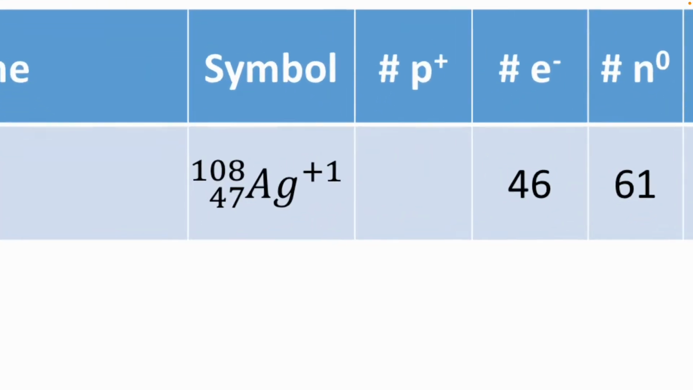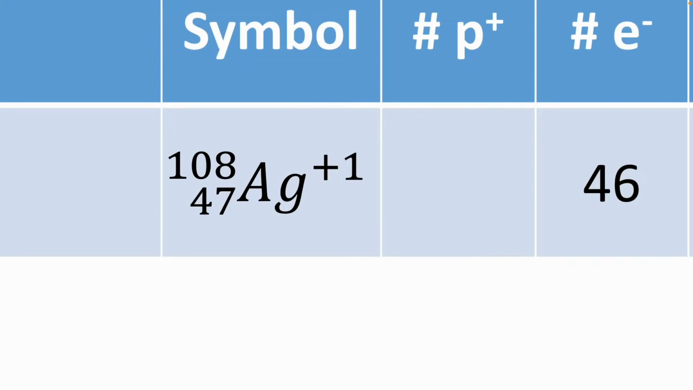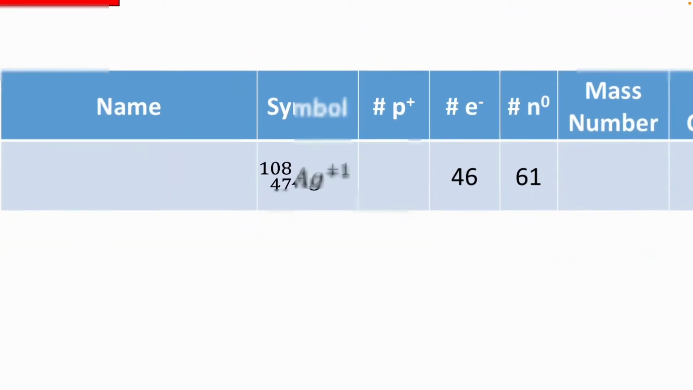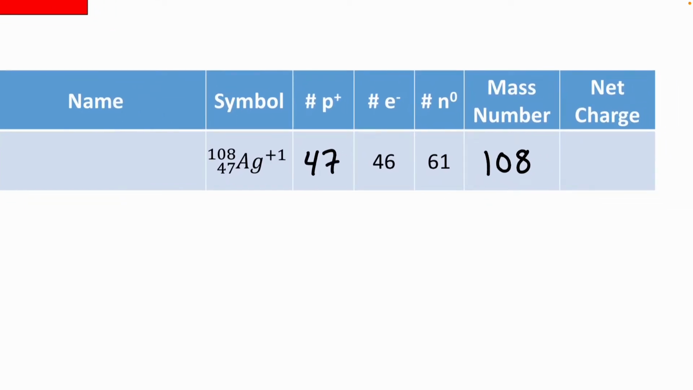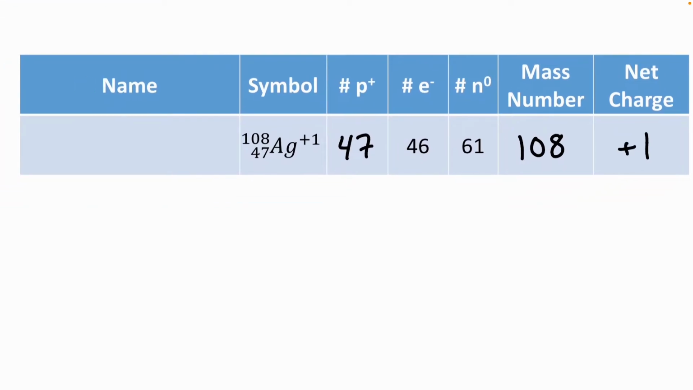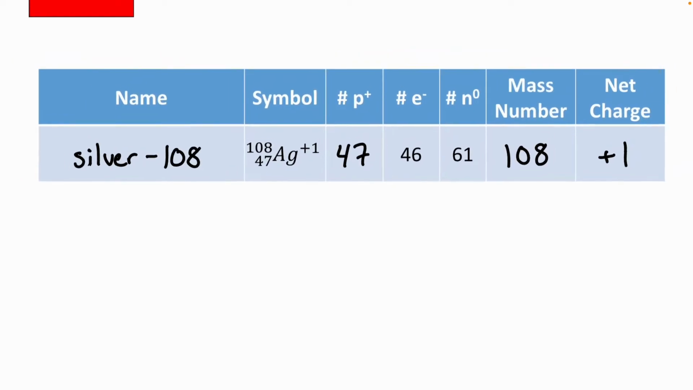So actually everything that we need is in this symbol right here, right? Because that 108, that top left corner, that's my mass number. That bottom left corner, that's just the atomic number, the number of protons. And that top right corner is the charge. All right, I think the hardest part of this one would have been hunting on your periodic table to figure out what the heck Ag is. And Ag is silver. So silver 108. That's how I would finish off this table here.